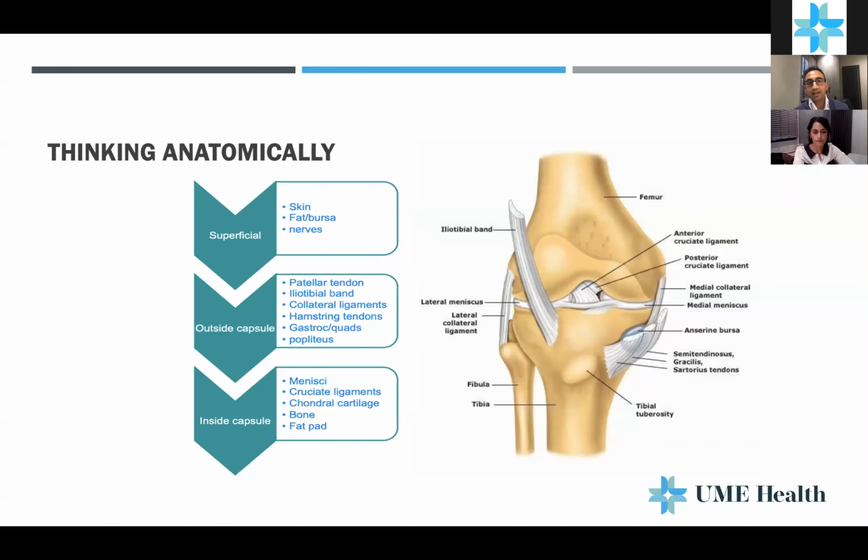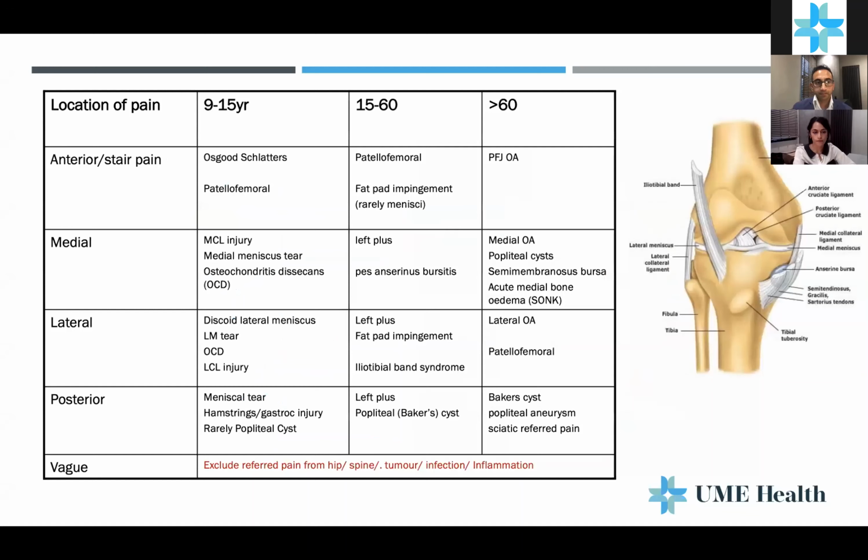And then inside the capsule is the real clockwork of the knee, which we all know about, including the menisci, the cruciate ligaments, the chondral cartilage that lines the bones, and the bones themselves, and a pad of fat that lives just behind the patellar tendon. All of these structures can have pathologies that present with a swollen or painful knee.